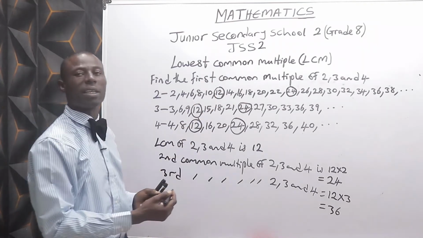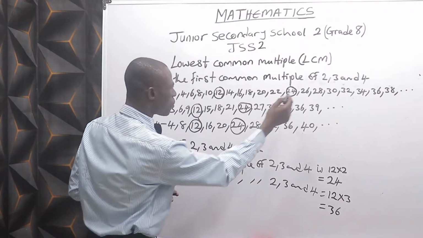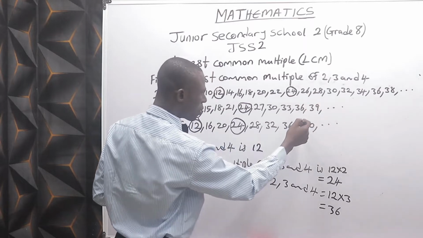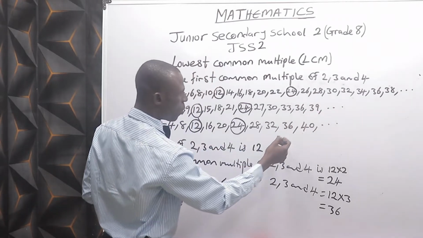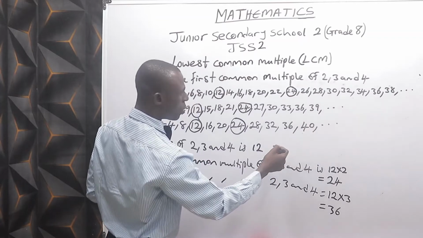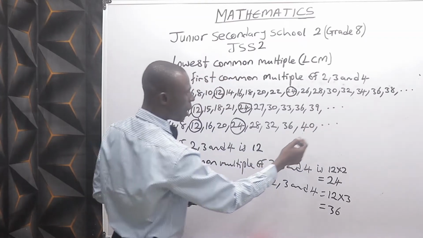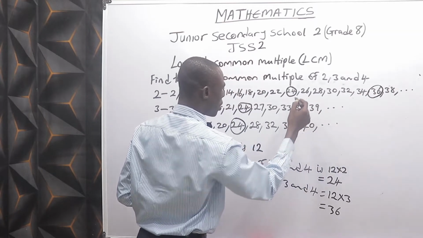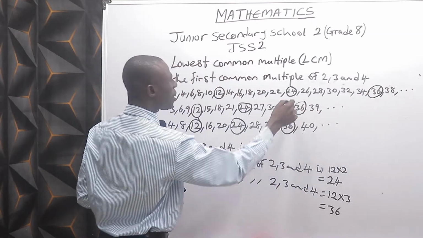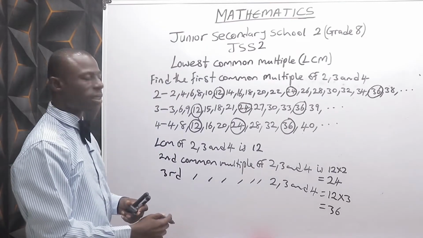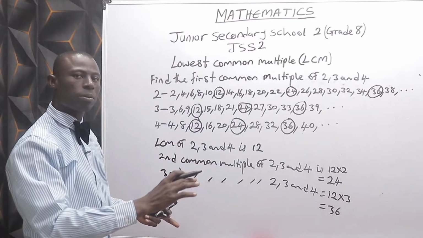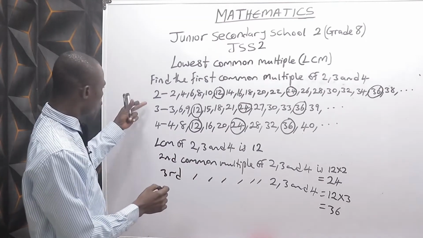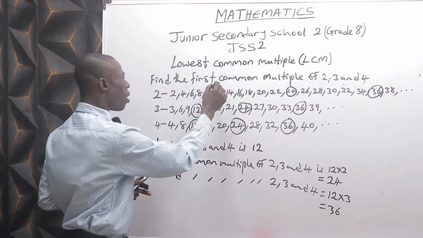And let's check it in the list on the board. You can see 26 is not common to them, 28 is not common to them, 30 is not common to them, 32 is not common to them, 34 is not common to them, but 36 is common to them. You can see 36 is common to them, and it's the third one. It is the third number that is common to them. So that's why we call it the third common multiple of 2, 3, and 4. 12 is the first.